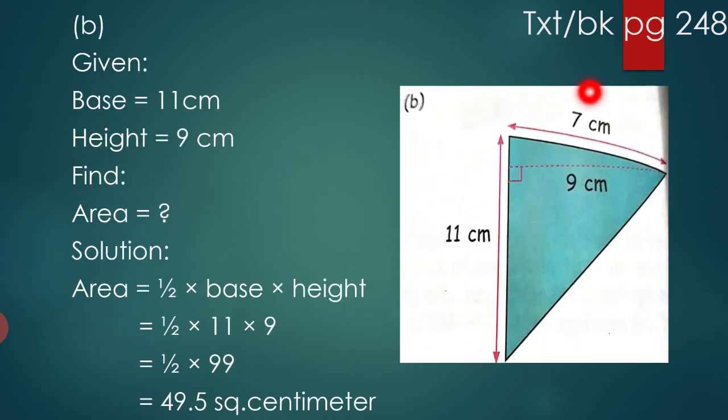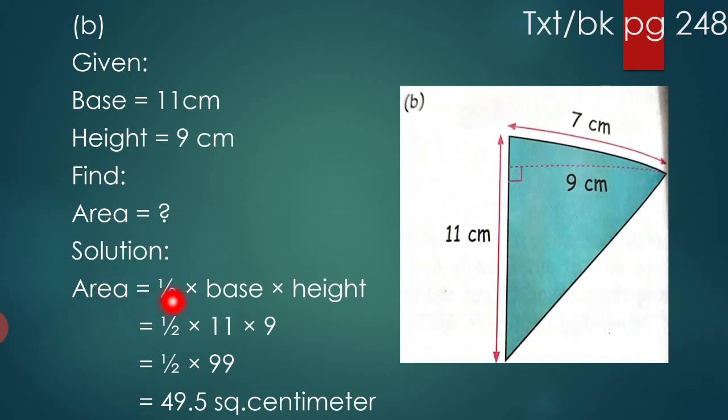Here is textbook page 248, students. Given, what is given to you? The base is given as 11 centimeter, and this is the height. Don't take 7 centimeter as the height, as this is given to you for the distraction. So take this 9 centimeter as the height. So you are supposed to find the area. Area is equal to question mark.